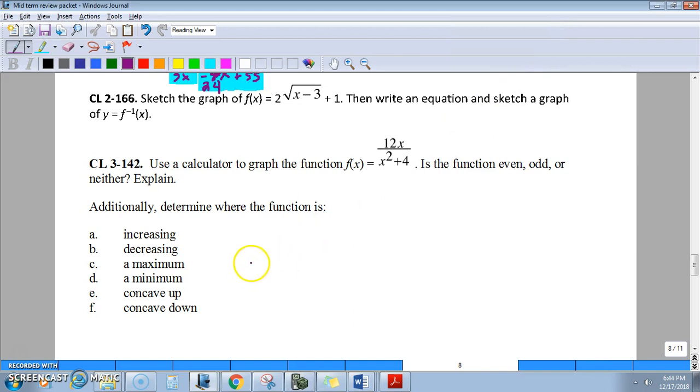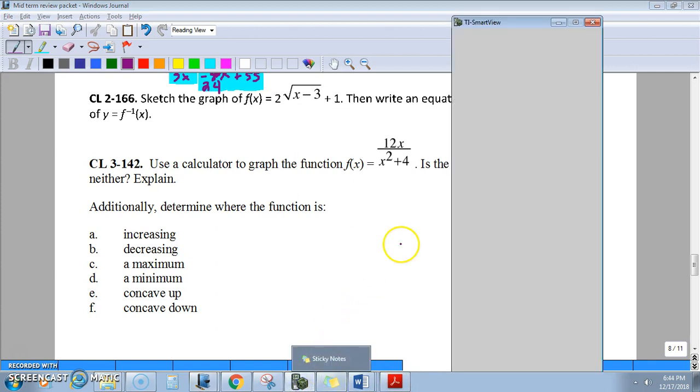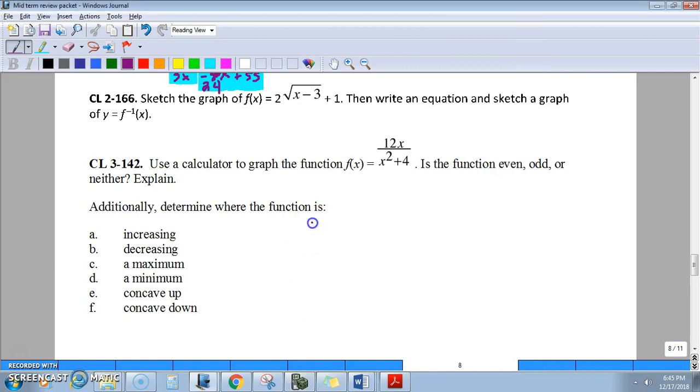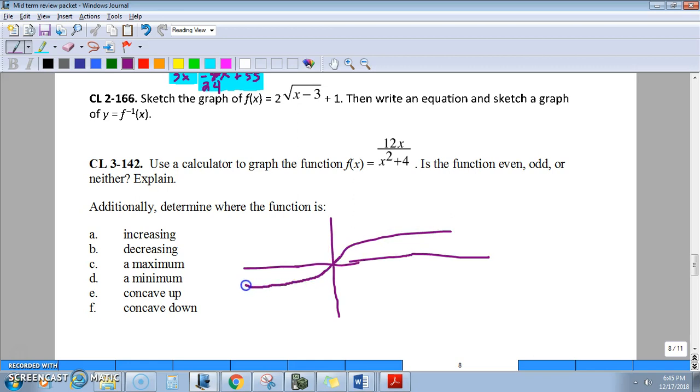All right, additionally, determine where the function is increasing, decreasing, a maximum, a minimum, concave up, concave down. Okay, so let's look back at our picture. What happened to my calculator? Well, if memory serves, it looked something like this, where it kind of went up here and kind of went down here. It didn't look like there was actually a minimum or a maximum or really concave up or concave down.